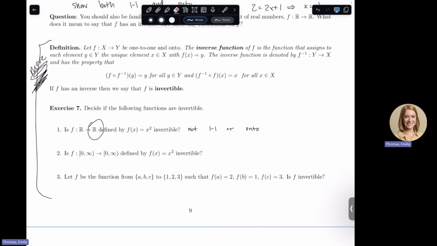Okay, how about going from 0 to infinity to 0 to infinity with that same function? Yeah, it is. This one fixes both of those issues. f inverse of x would be the square root of x. All right, so f is a function on this one that takes a, b, c to 1, 2, 3.